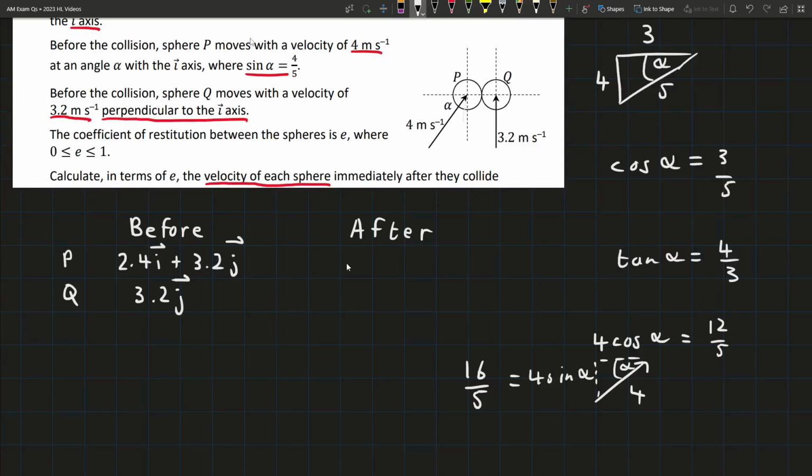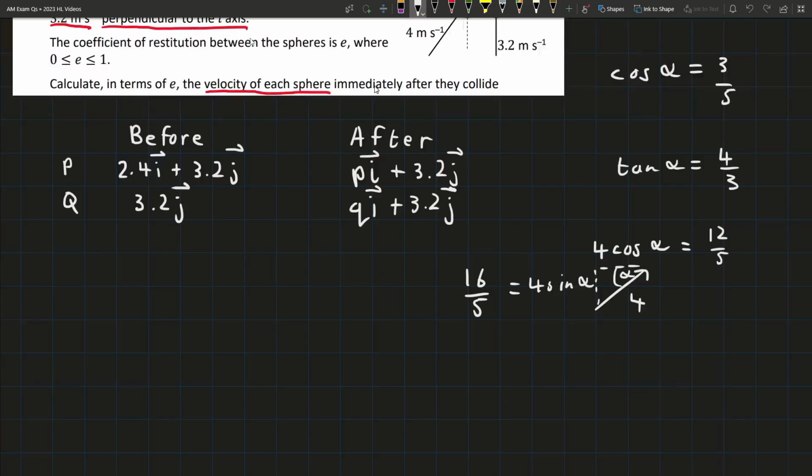And then afterwards, I'm just going to remember the I velocity is the only thing that's going to change. So I'm going to call the I velocity for P lowercase p, plus 3.2J, as the J will stay the same. And then here we're going to have lowercase qi plus 3.2J. Now you can call them VP and VQ if you want, but that takes a lot longer to write out and you don't need to, so I just call them P and Q, because if there are more variables, though, you might want to do that.